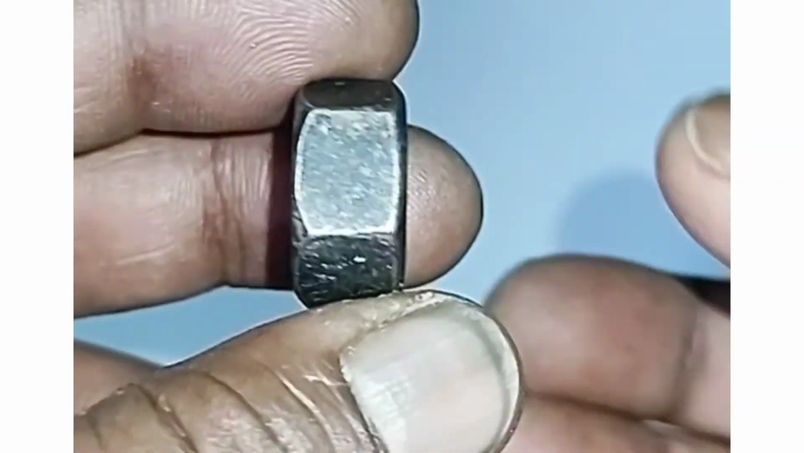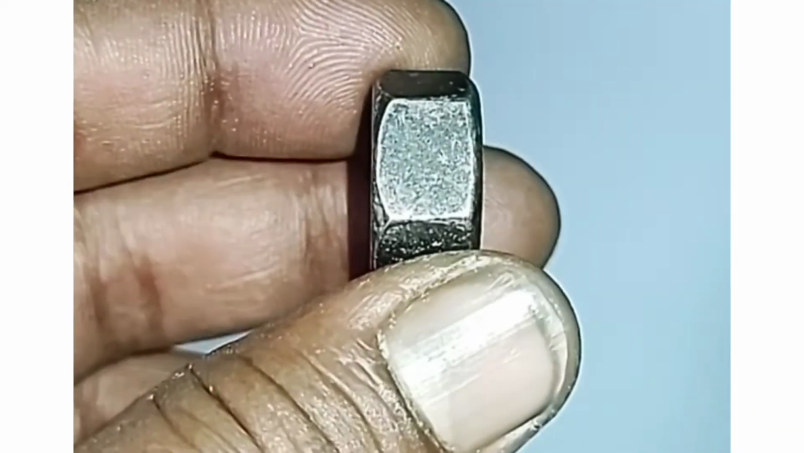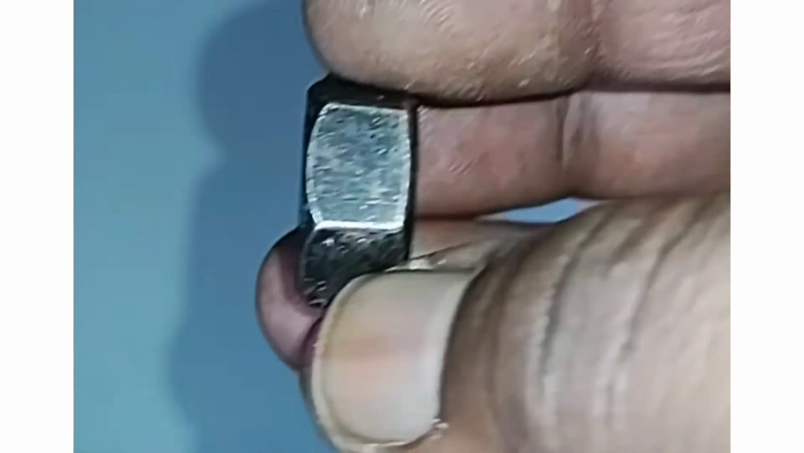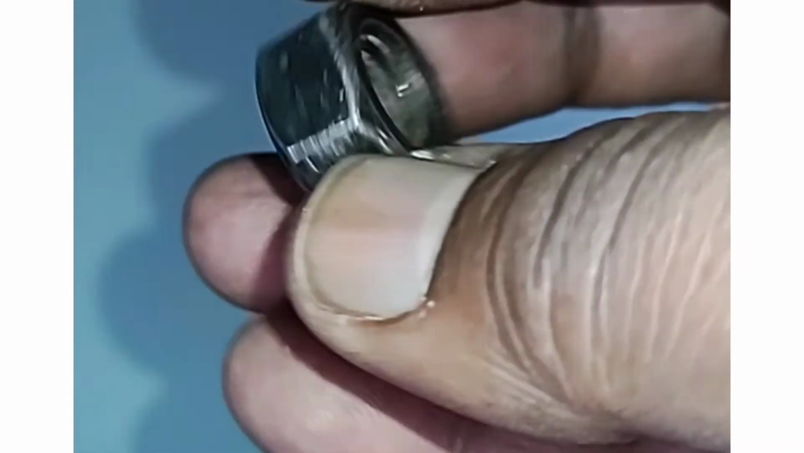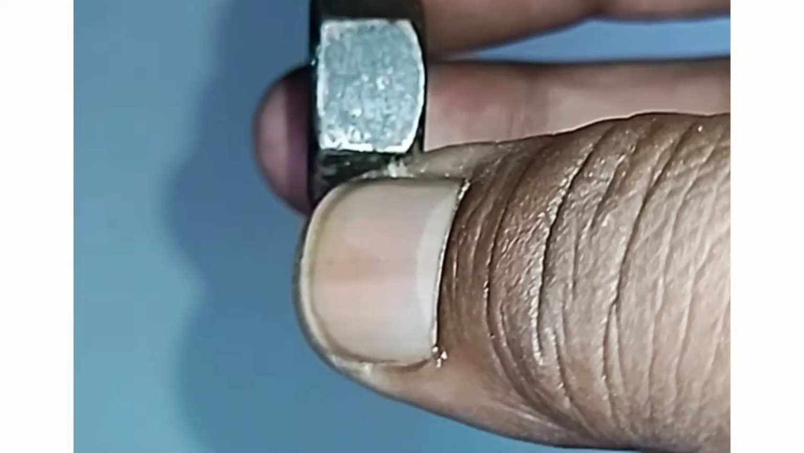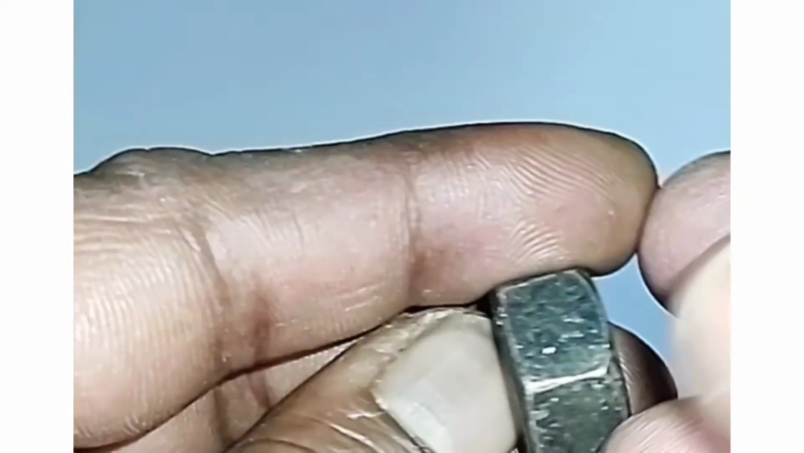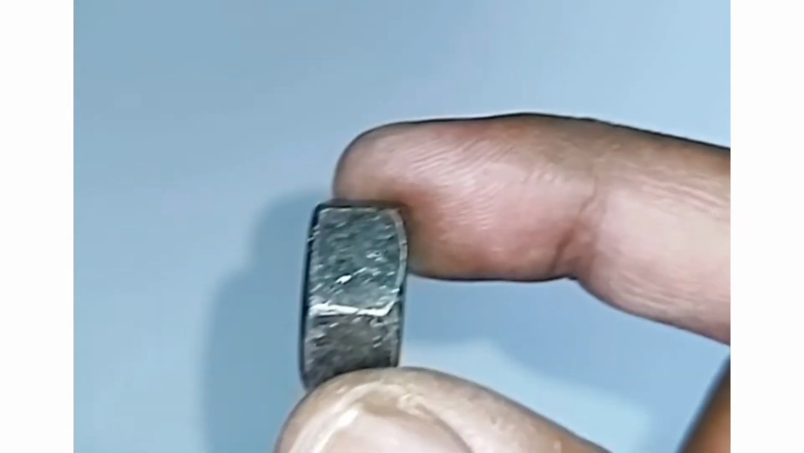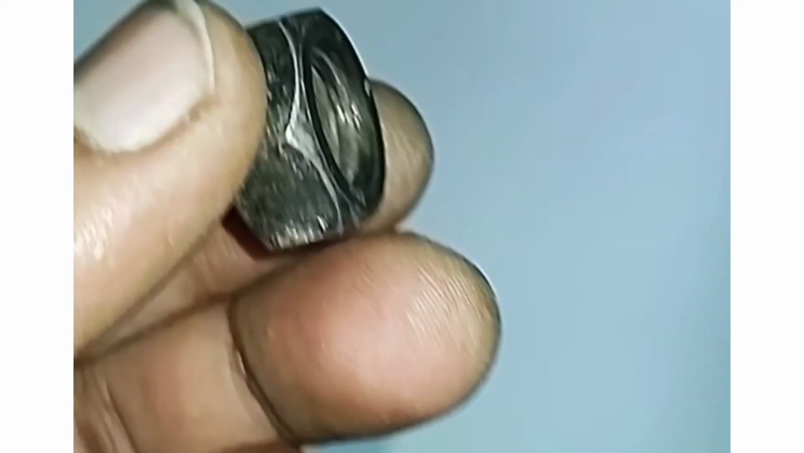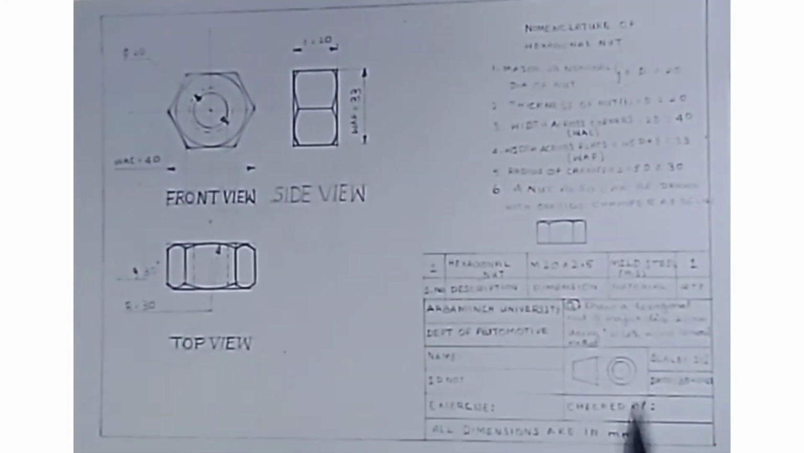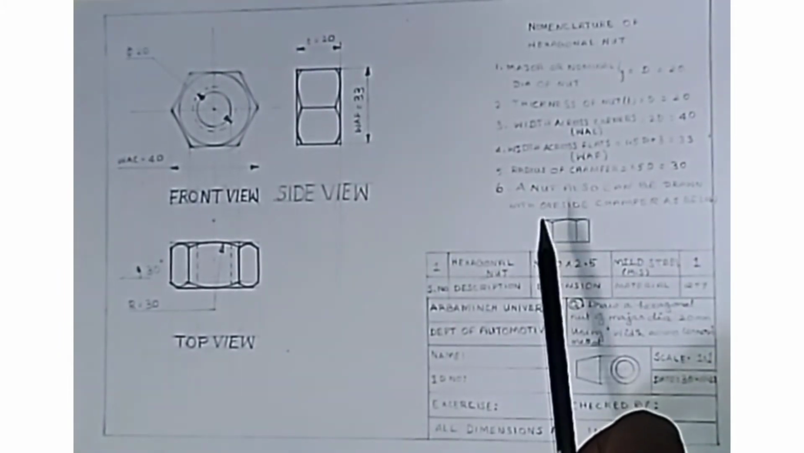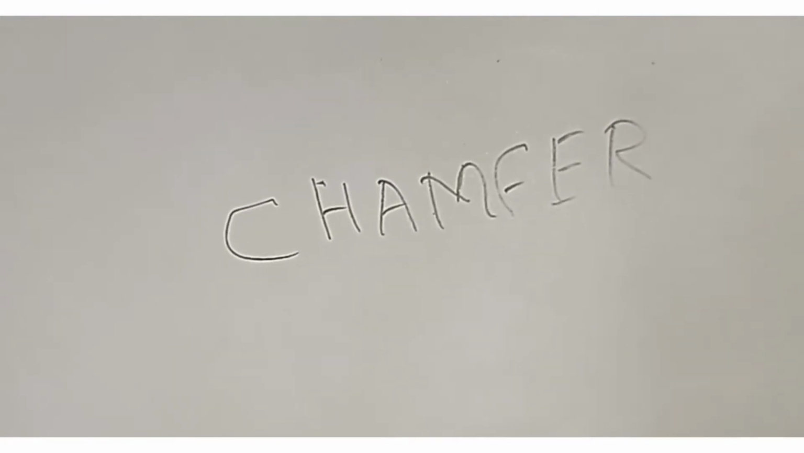This is because a nut can be used on either side. You can insert into the bolt on this side or on this side. So that's the reason. But if the designer decided a nut can be used in only one direction, then no problem. You can also draw a nut with only one side chamfering. This is also possible. This is the spelling of chamfer.